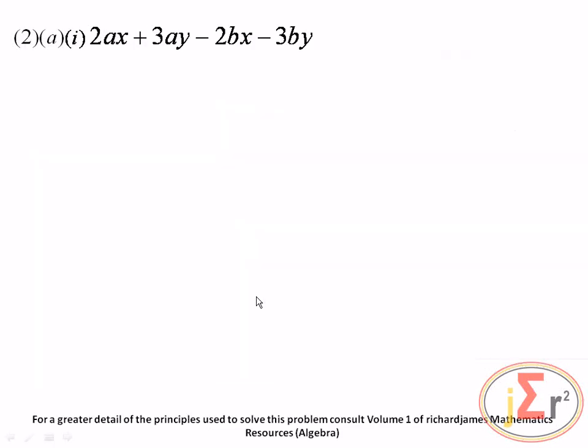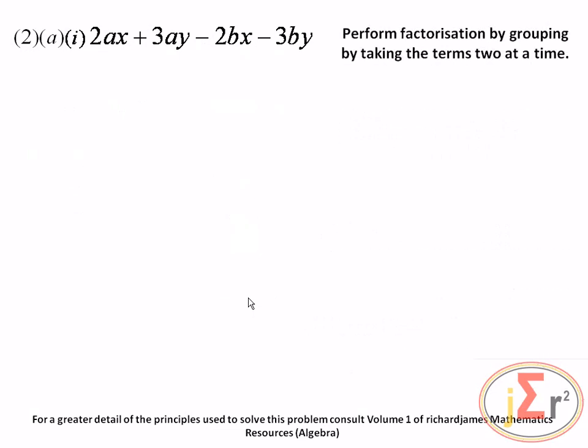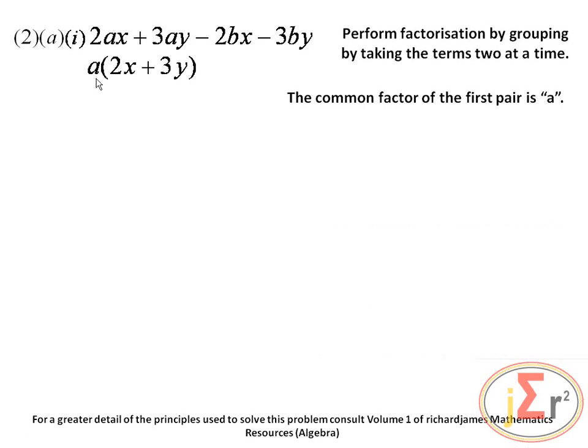We need to factorize this quadratic expression. It is a quadratic because it is given in 4 terms, and of course 2 pairs of terms, and we may progress by using factorization by grouping. The common factor of the first pair is a. This is the first pair. The common factor is a, and of course a will cancel with a. We have 2x, and a into 3ay, the a will cancel, we have 3y.